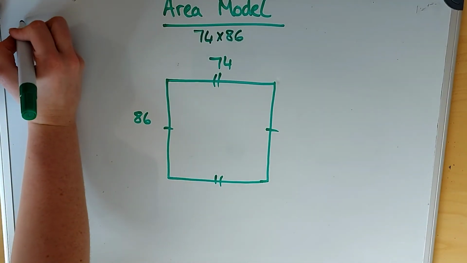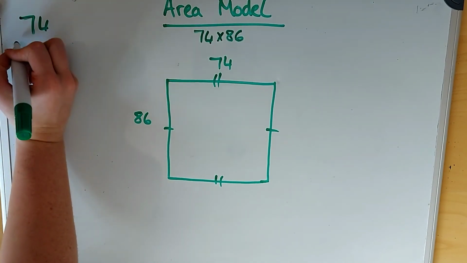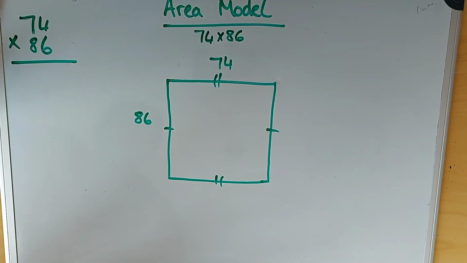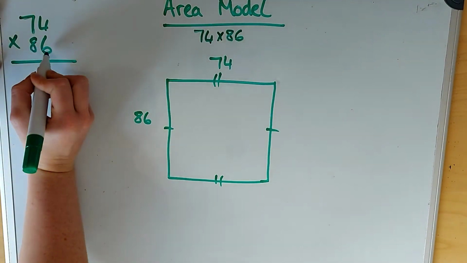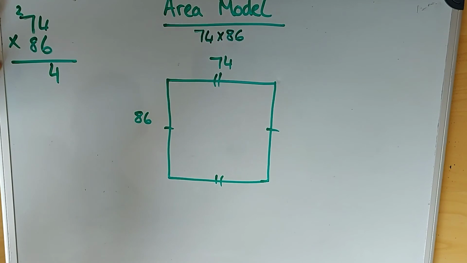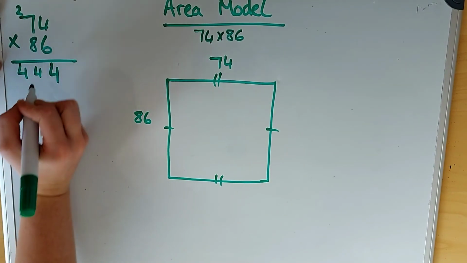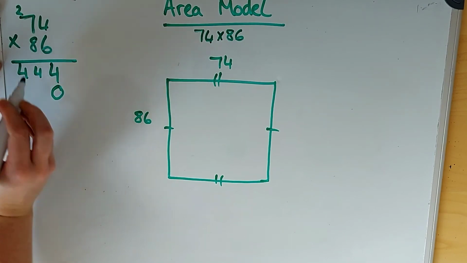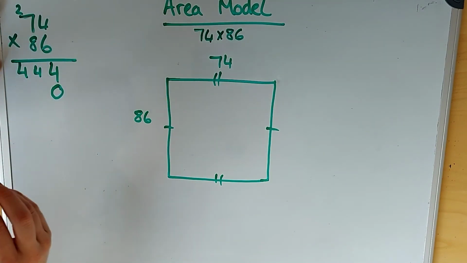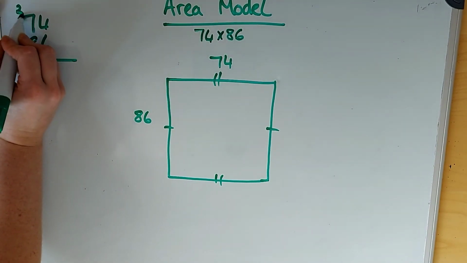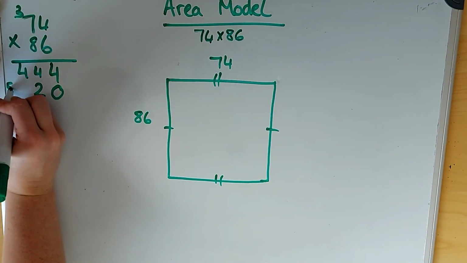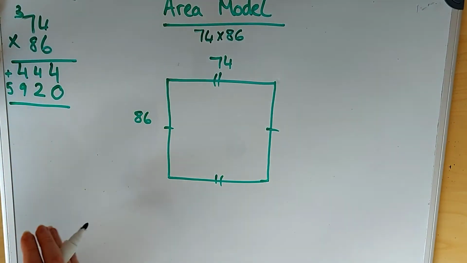Okay, so let's start with our formal multiplication. 74 multiplied by 86. Pause this and have a quick go at it yourself, see if you can get the answer before I do. So 6 multiplied by 4 is going to give me 24, so I carry my 2. 6 multiplied by 7 is 42 plus 2 is 44. And then because we're multiplying by 80, not 8, we put our 0 in. But after that, then we can say it as 8. So 8 multiplied by 4 is 32. So put my 2 in, carry my 3. 8 multiplied by 7 is 56. Plus 3 is 59.